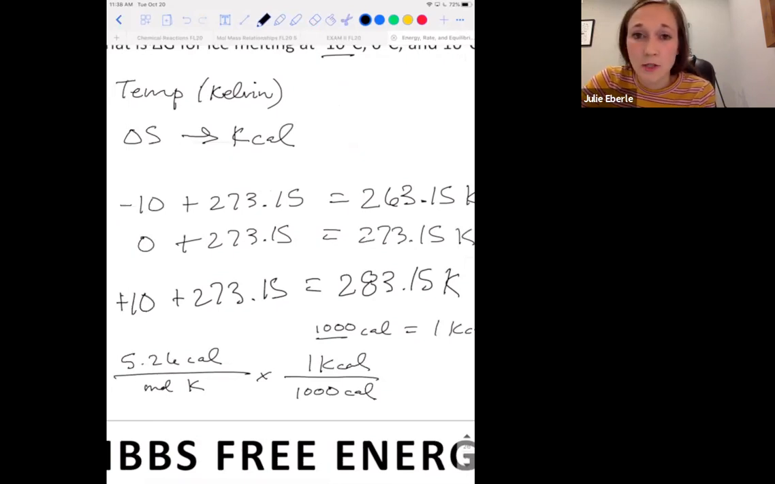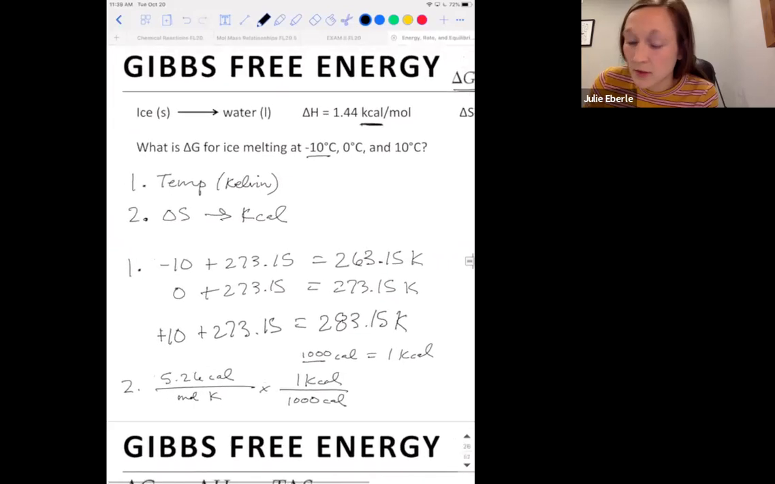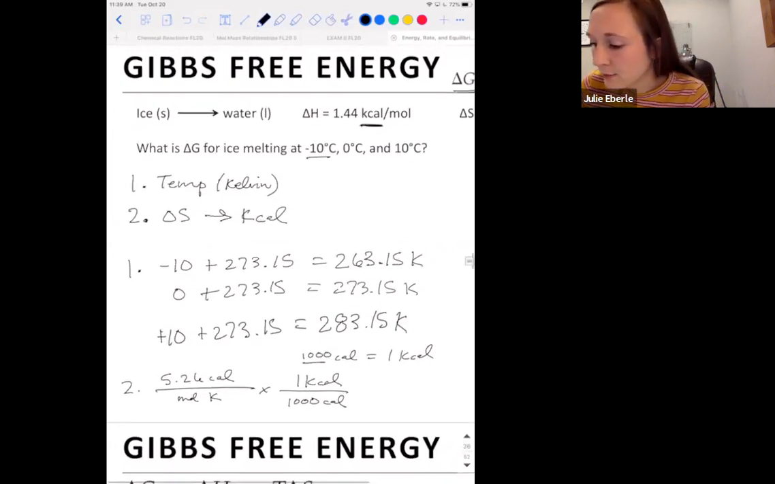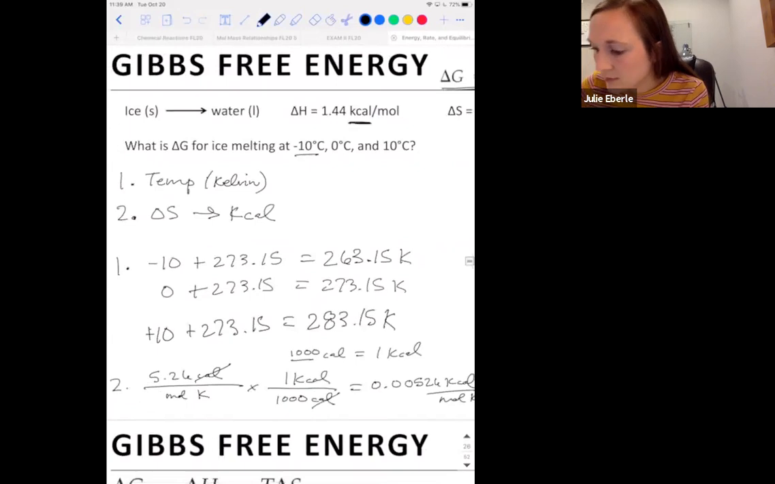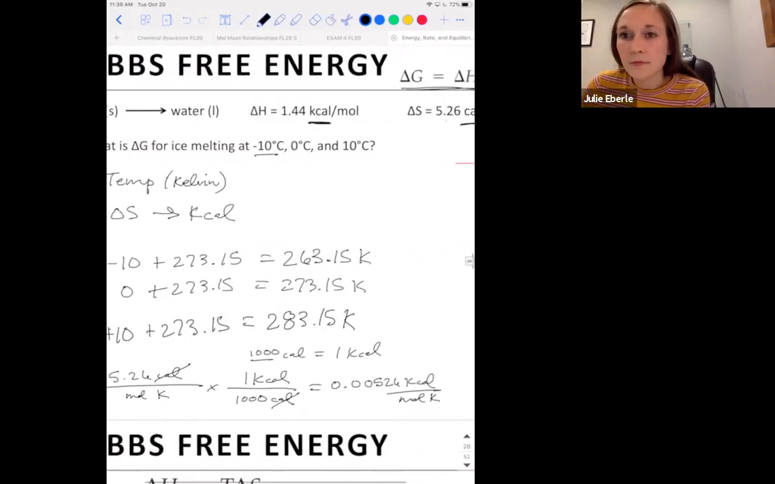All right. And now we just divide 5.26 by 1,000. Essentially, you're going to move the decimal 3 places to the left. You can throw it in your calculator too, though. And you should get 0.00526. It's a very small number now. And the units are now kcal per mole Kelvin. So calories canceled out. Questions so far? Y'all with me? You with me?